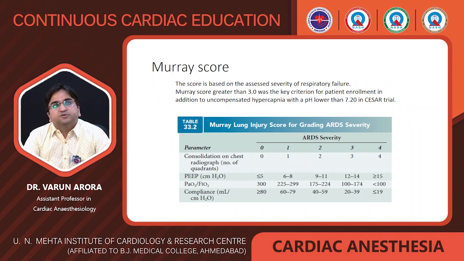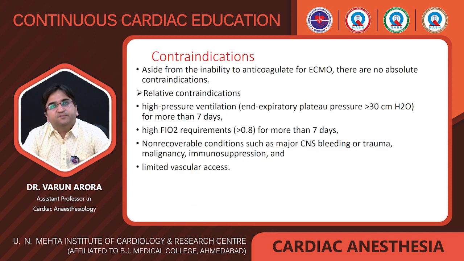Now coming to the Murray score, these are the parameters which are considered: consolidation on chest X-ray, number of quadrants, the level of PEEP, the ratio of PO2 to FiO2, and compliance. As the severity increases, the score increases. If the Murray score is more than 3, that was a key criterion for patient enrollment in the CESAR trial, in addition to uncompensated hypercapnia with a pH lower than 7.2.